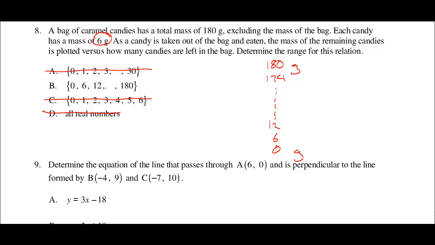What does this little part right here mean? It means that it's going from 12 all the way to 180 by increments of 6. And so therefore, that's your solution. Number 8 would be B.